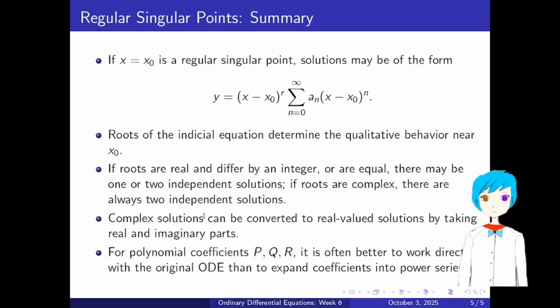And complex solutions can be converted to real valued solutions by taking real and imaginary parts using Euler's formula. And for polynomial coefficients P, Q, R in front of the second order linear ODE, it is often better to work directly with the original ODE than to expand coefficients into power series, because for polynomials we always have finitely many terms.